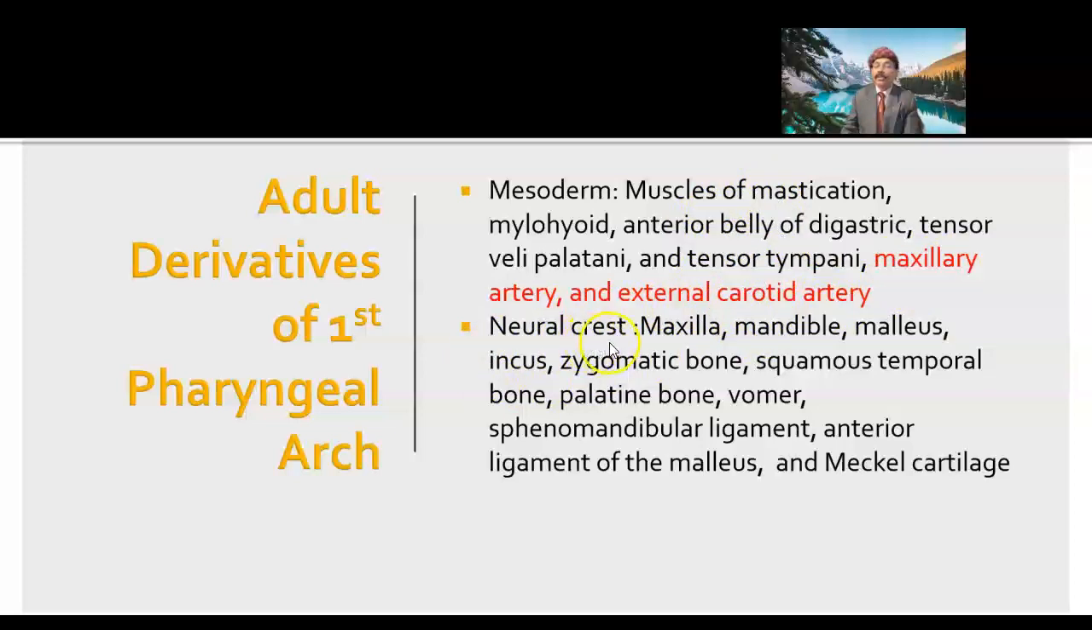What are the neural crest derivatives? The bony part and connective tissue. This is the maxilla, mandible, malleus, incus. These two are the ossicles in the ear. Zygomatic bone, squamous part of temporal bone, palatine bone, vomer, sphenomandibular ligament, anterior ligament of the malleus.